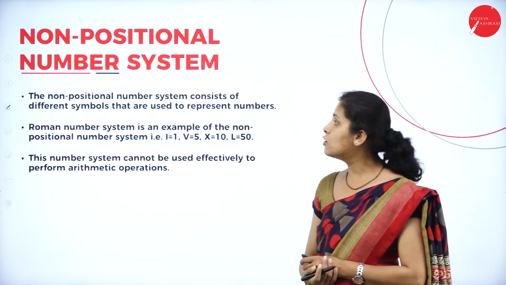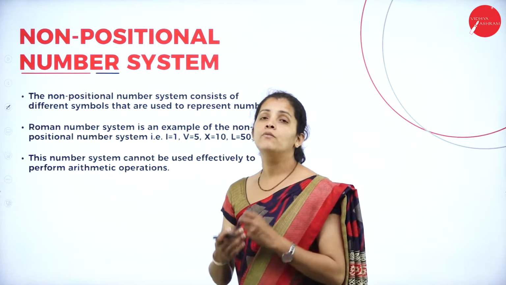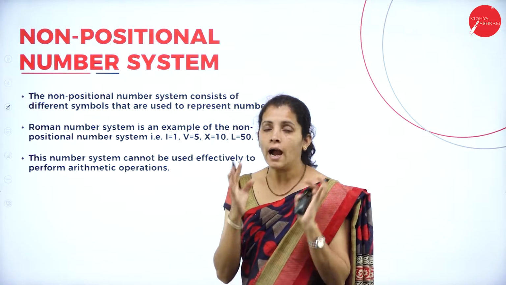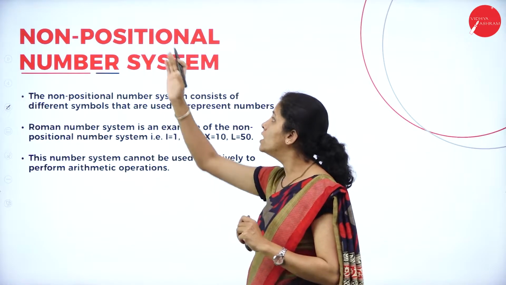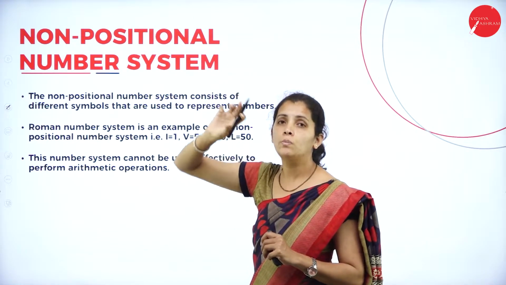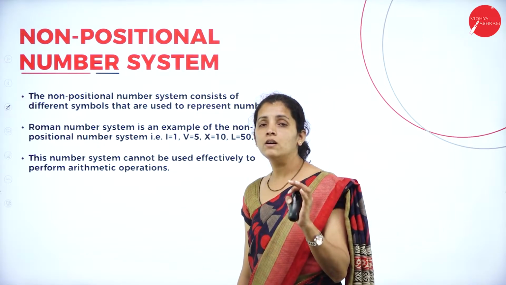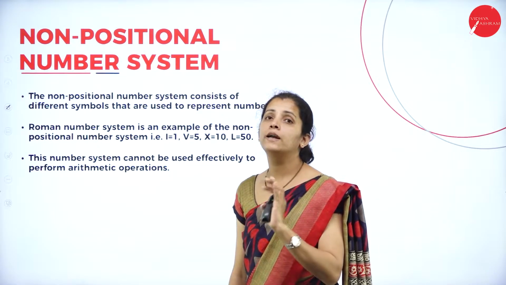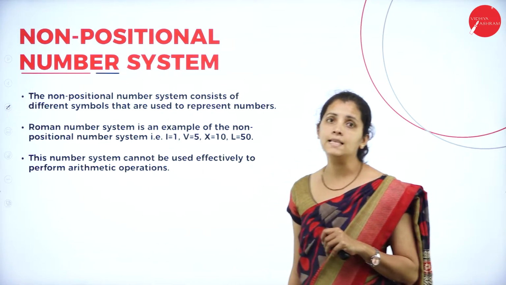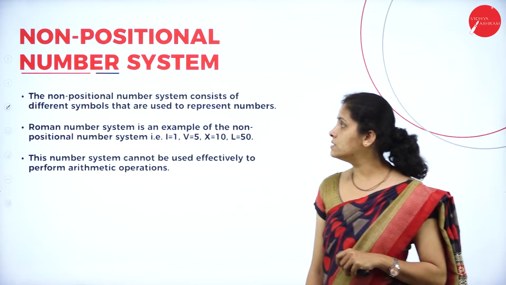So what is this non-positional number system? For this, I'm not going to have any weightage, and the best example for non-positional number systems is Roman numbers. So here, for the specific numbers, I don't have any positions. For that reason, it is known as non-positional number system.